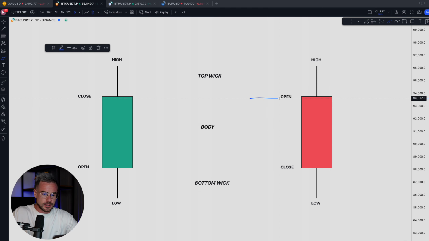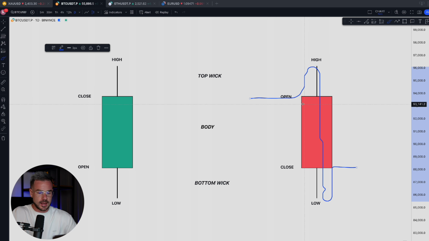So we can say price opened here. At some point during the hour, it traveled up here, and at some point during the hour, it traveled down here, and then it closed here at the end of the hour. So the opening point, we've got the high, the low, and then the closing point.